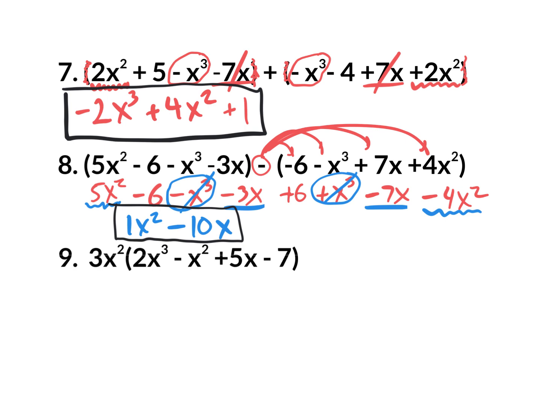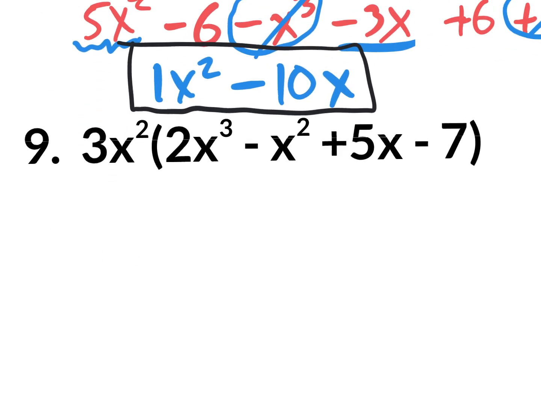As a review, what would this be classified as? First name would be what? Cubic. Last name? 1, 2, 3. Trinomial. Cubic trinomial. How about this guy? Quadratic. How many terms? 2 terms. What would that be? Binomial.